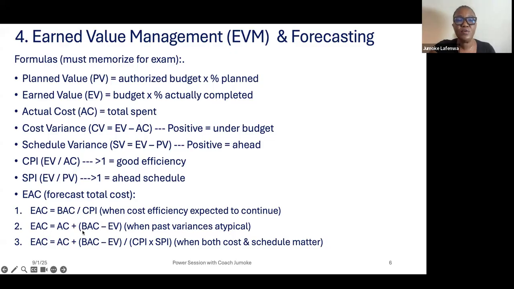And then you can use this formula, EAC equals actual cost plus (budget at completion minus earned value), when past variances are typical. And then you can use the third formula to forecast total cost: AC, actual cost, plus (budget at completion minus earned value) divided by cost performance index multiplied by schedule performance index, when both cost and schedule matter. So it depends on the situation on hand.